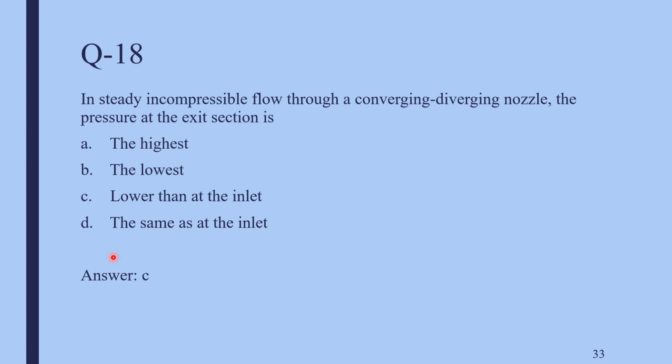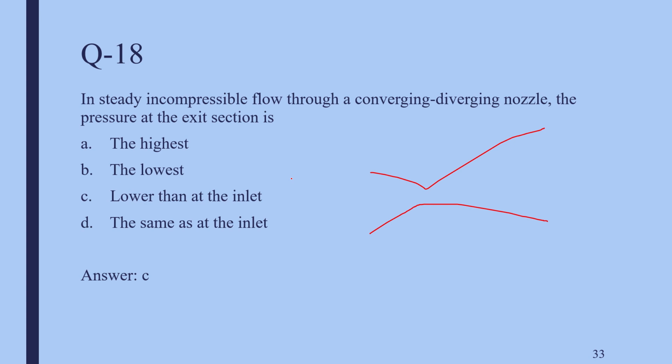We'll go to question 18. In steady incompressible flow through a converging diverging nozzle, the pressure at the exit section is: we have an incompressible flow through a converging diverging nozzle, and we ask how much the pressure varies. The first option is highest, the second option is lowest, option C is lower than the inlet, and option D is same as the inlet.